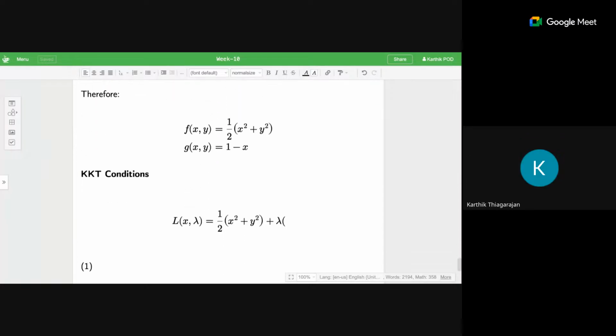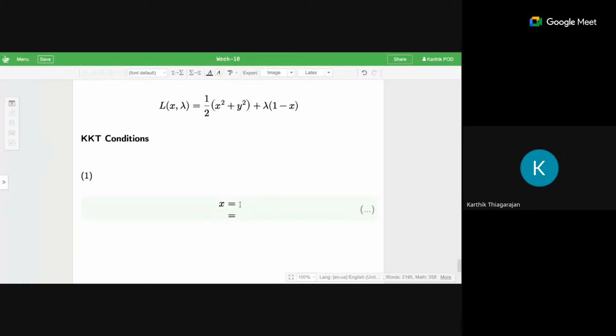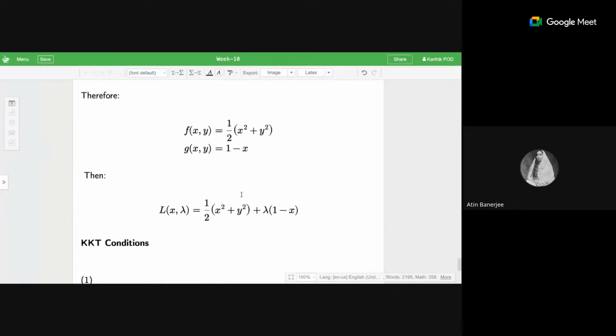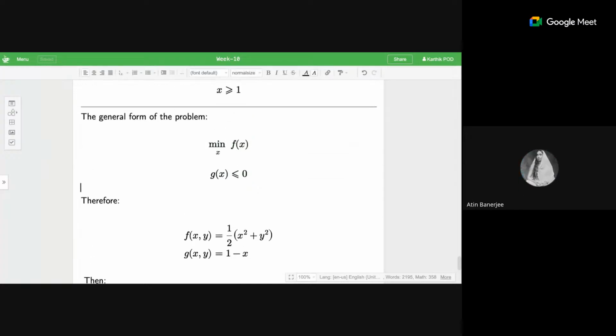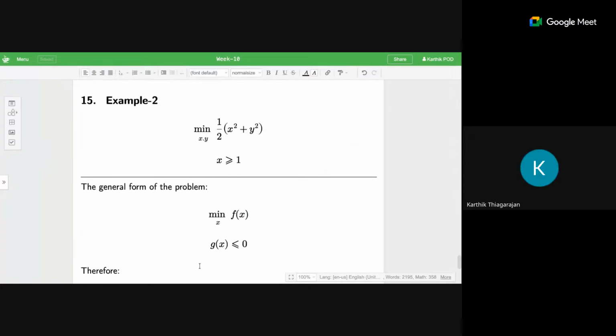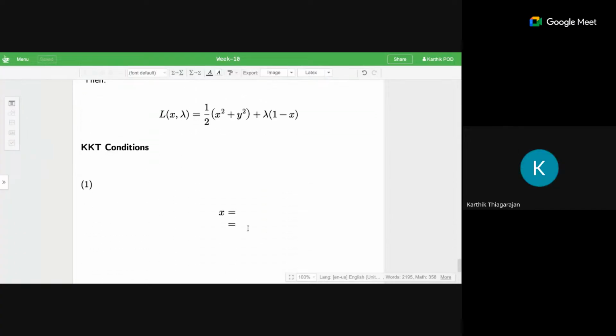So once you have done this, then you can proceed. So this will be your Lagrangian function. Then the Lagrangian becomes this. Now you can go ahead. Can you tell me what will be the gradients, the partial derivatives? Whatever your conditions are, you have to bring them to the form g of x less than or equal to 0.